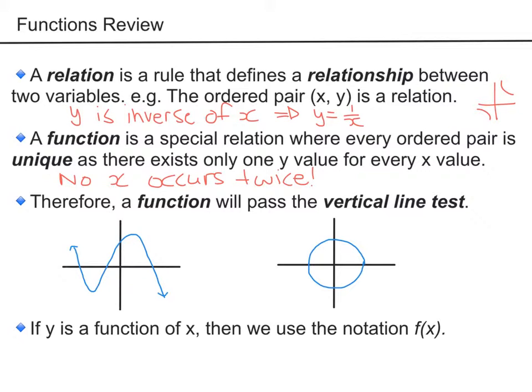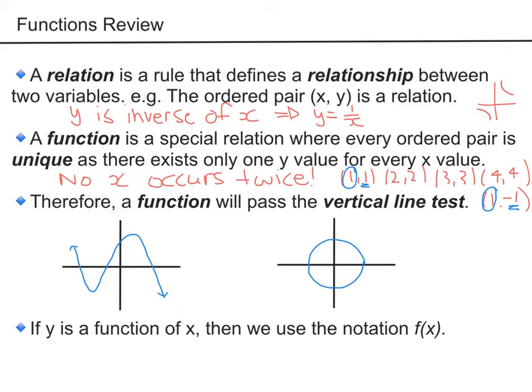For example, the set of ordered pairs (1,1), (2,2), (3,3), and (4,4) is a function as there are no repeated x values. However, if we added another coordinate, say (1,-1), this set is no longer classified as a function, as the x value x equals 1 now contains two corresponding y values, y equals 1 and y equals -1, so x is no longer unique.